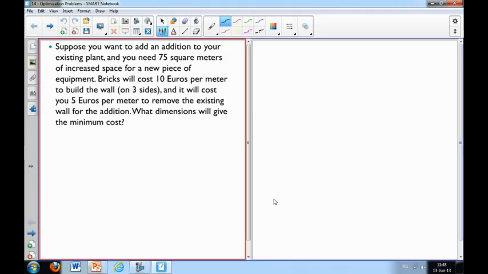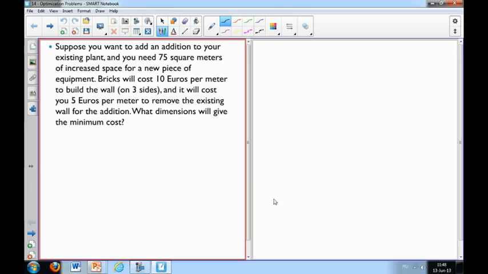Now I've switched to this other utility. It's still the same problem. I switched to it simply because we need more space than is easy to use in PowerPoint, and we can see two screens at a time. But it's the same problem. We need 75 square meters. What's the minimum cost going to be?